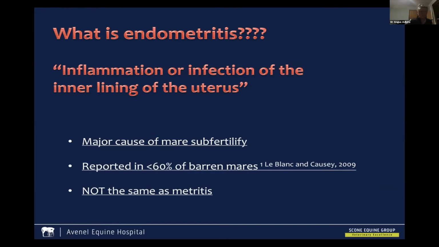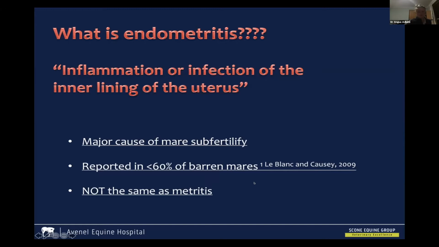So what is endometritis? The definition really is inflammation or infection of the inner lining of the uterus, and really it's probably the dominant cause of subfertility. It certainly represents anything up to 60% of the diagnosis in barren mares, and many studies will show far greater percentages in terms of the underlying cause.